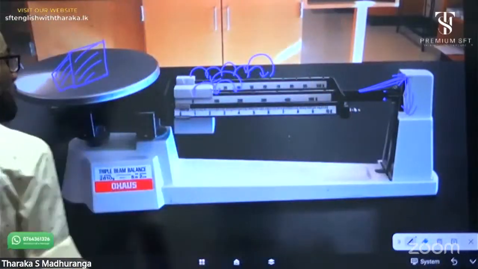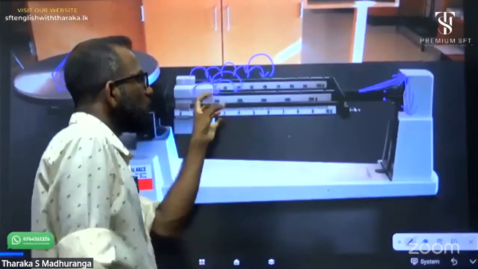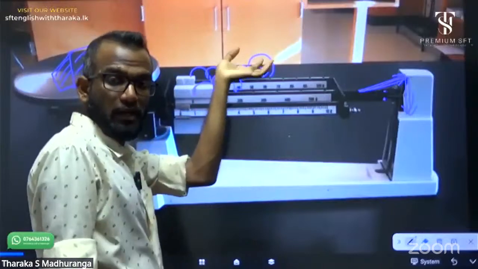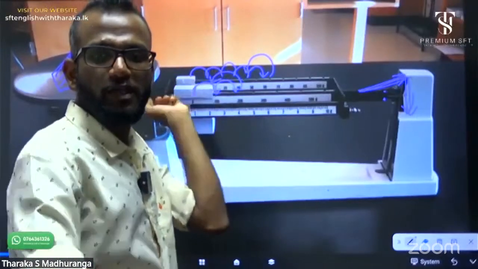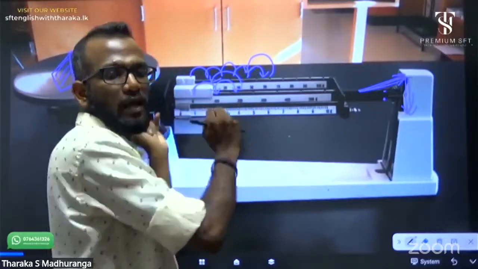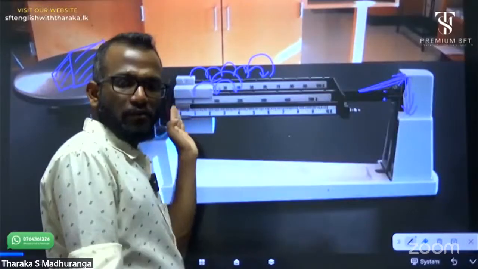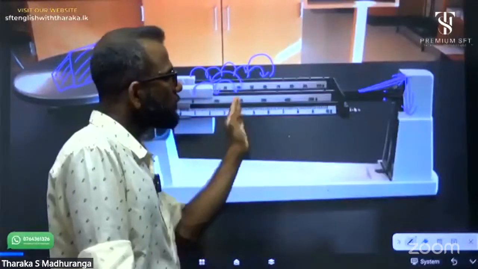Okay. Now the heaviest rider, okay. Third beam rider, okay. Now we have to start the moment of the first 1 gram, first beam rider. Okay, it doesn't have grooves. We can smoothly move it to the right side.